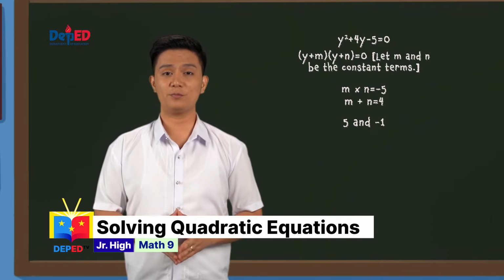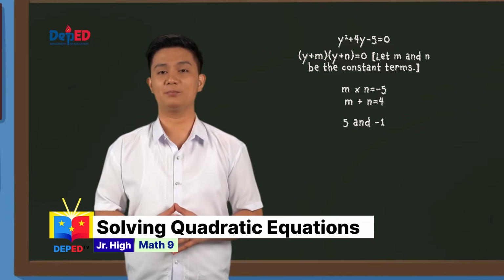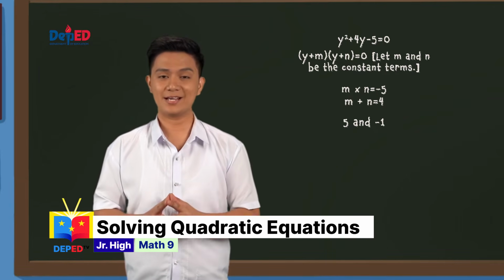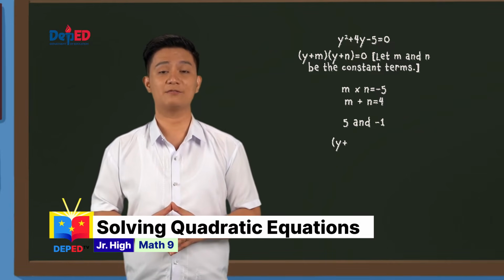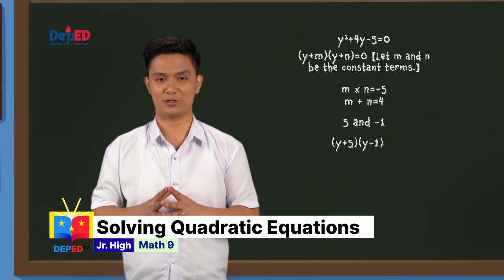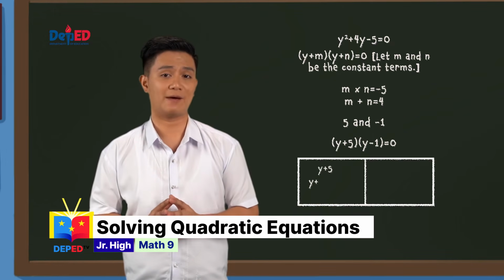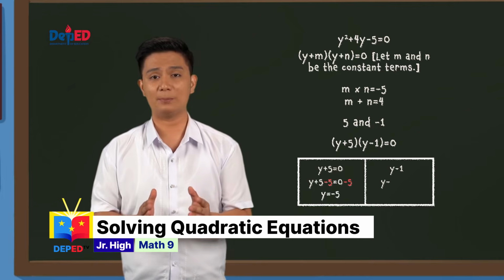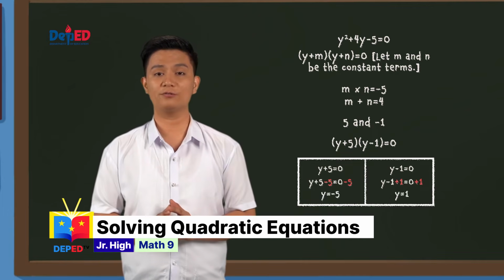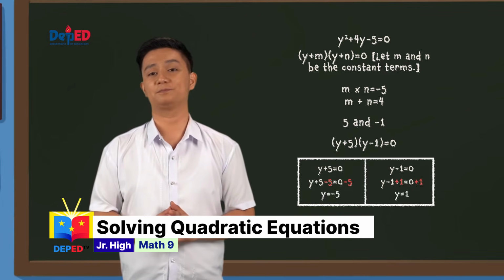So the factored form of the trinomial y squared plus 4y minus 5 is the binomial y plus 5 times the binomial y minus 1. Since we already factored the polynomial, we now apply the ZPP and solve for the value of the variable.